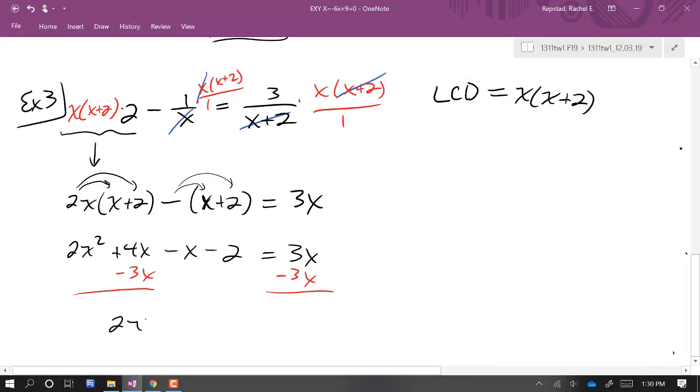So we have 2x squared. Let's see, 4x minus 3x minus x. The x's are all gone. And then we have minus 2 equals 0.